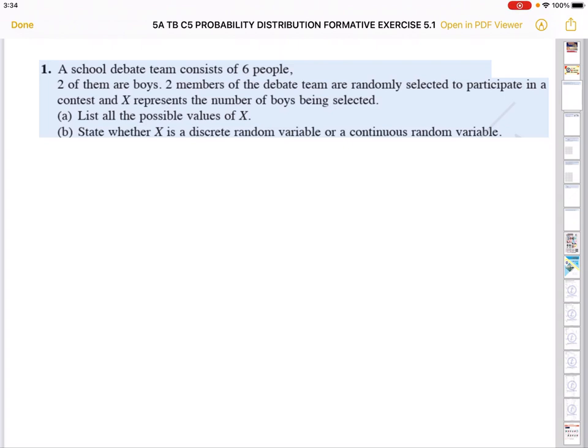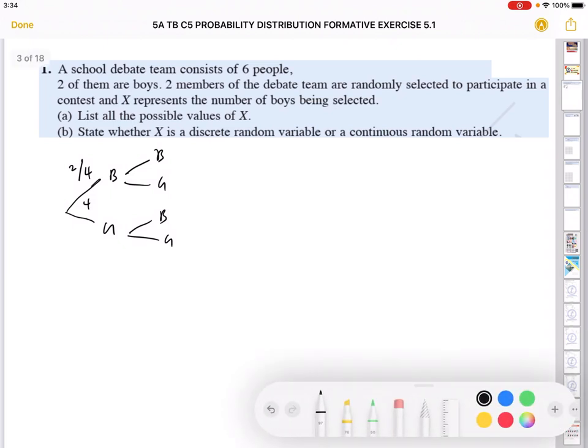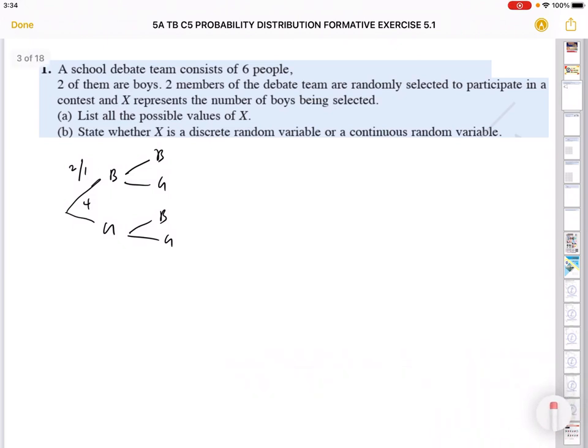Now, you can choose to draw out a tree diagram like this, but it's actually not necessary. So we have to choose 2 people. You can have boy, you can have girl, you can have boy, you can have girl. Now, in this case, we want to choose 2, and out of 6 people, 2 of them are boys. So actually, it doesn't matter if you want to write 2 over 6 for boys and 4 over 6 for girls. You can do that if you want, but I think it's not necessary, right? So we don't have to list all this. So we know you can have boy and boy, boy and girl, girl and boy, girl and girl. So this is how the tree diagram should look like.